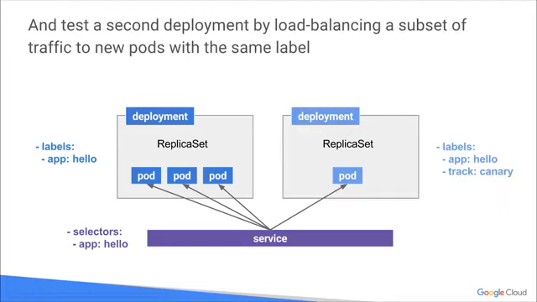Once you deploy, you have a second deployment that also adds a second label, and you could call this one track canary, okay? In this case, since it's a second deployment, it also has an app hello on it, and the service also has a load balance against those pods.